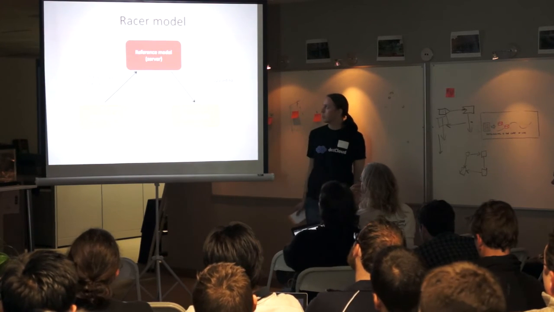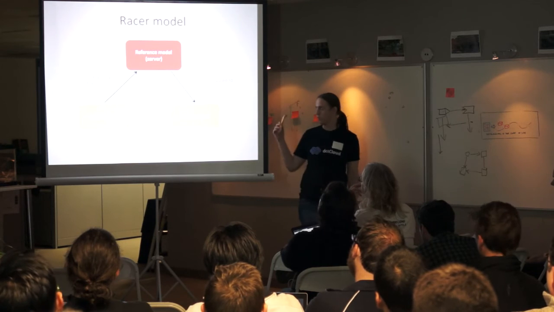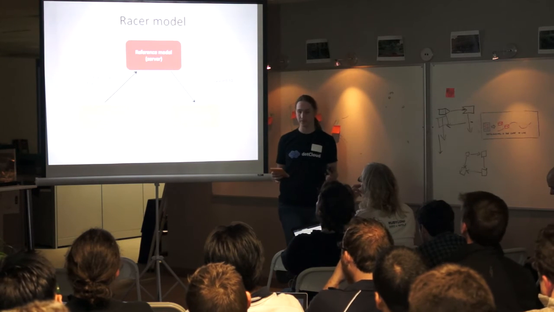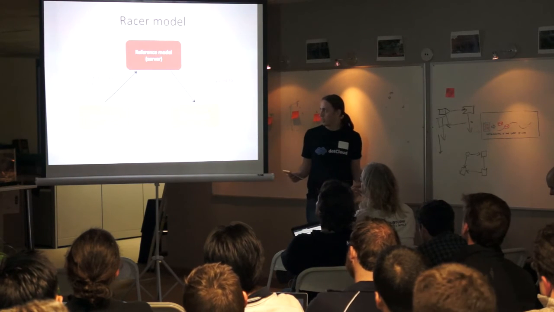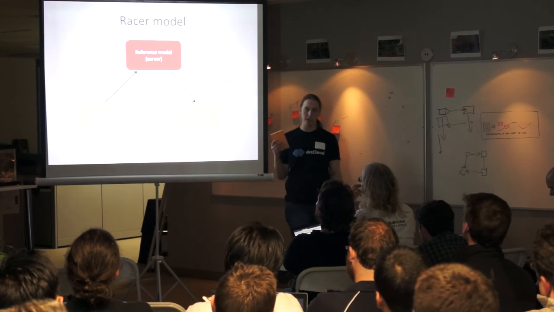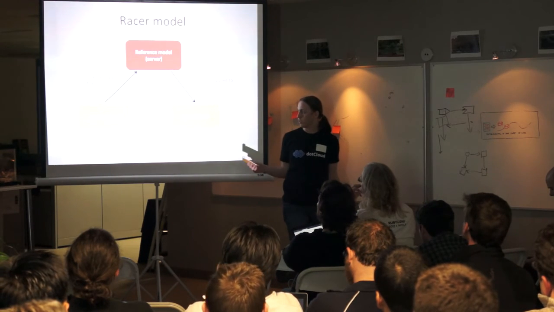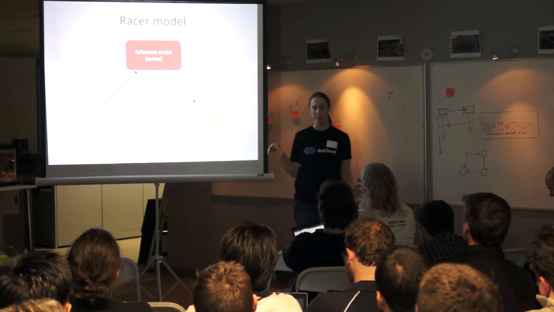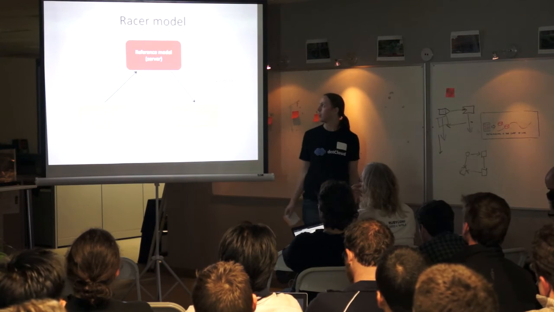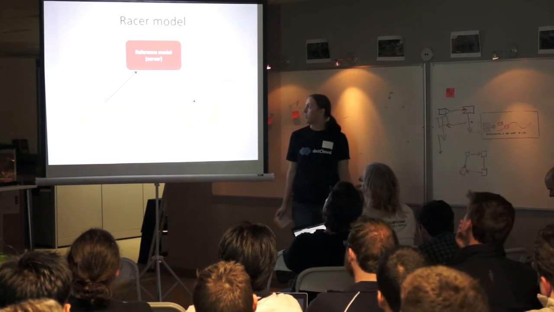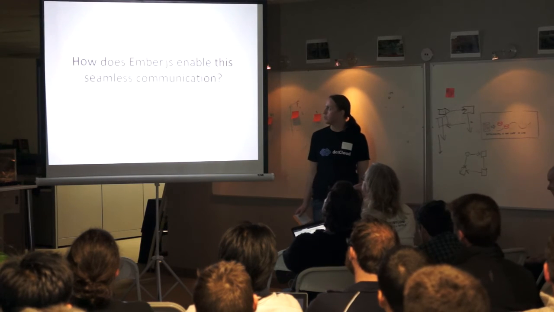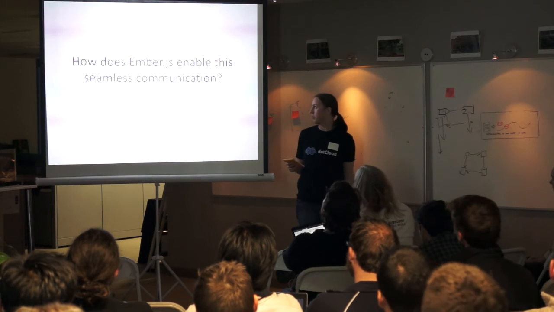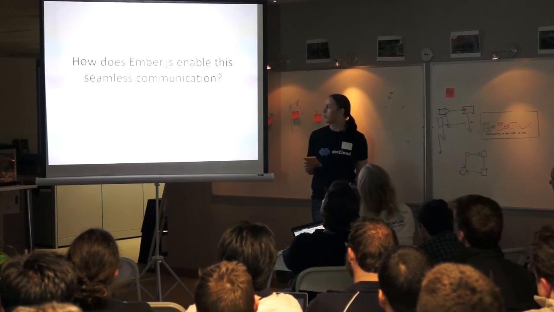So here you can see, we have a reference model that's on the server. Every time a client connects, the model is copied. And so then when you change something in the model, it triggers a transaction that's passed to the server. And the server then propagates the change to all the other clients. So that's it for Racer. So how does Ember.js enable the seamless communication, and how does it empower it, basically, is what we'll focus on.